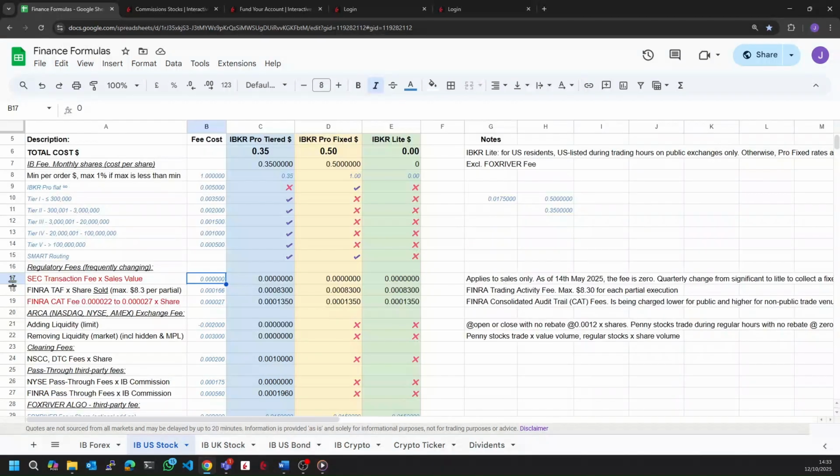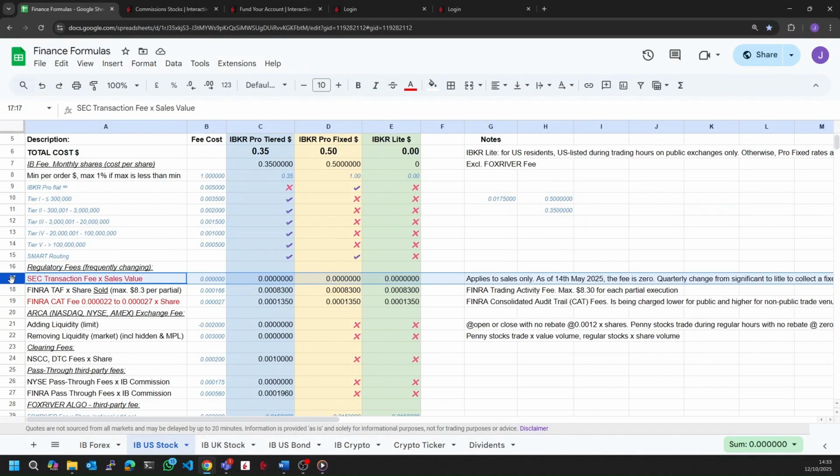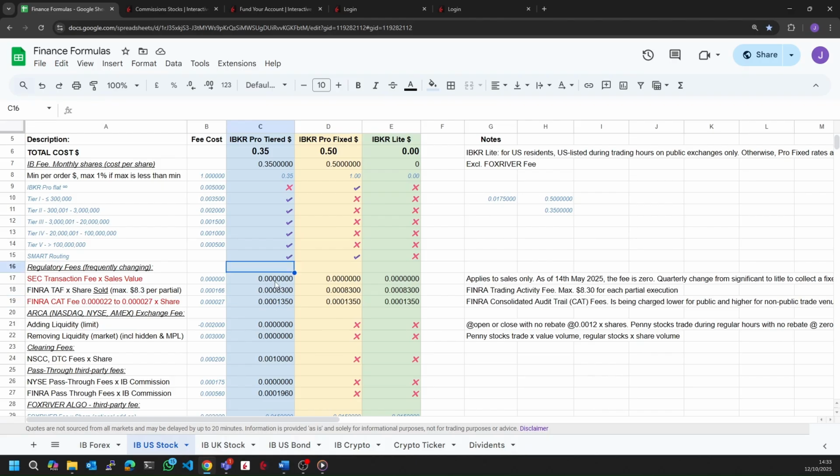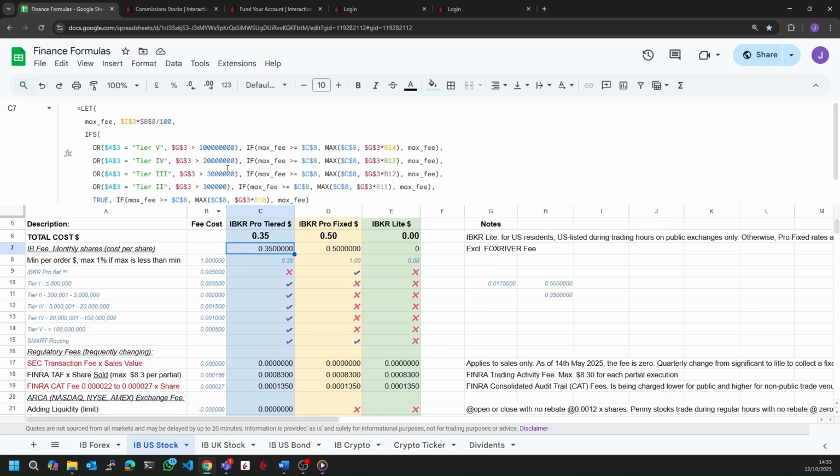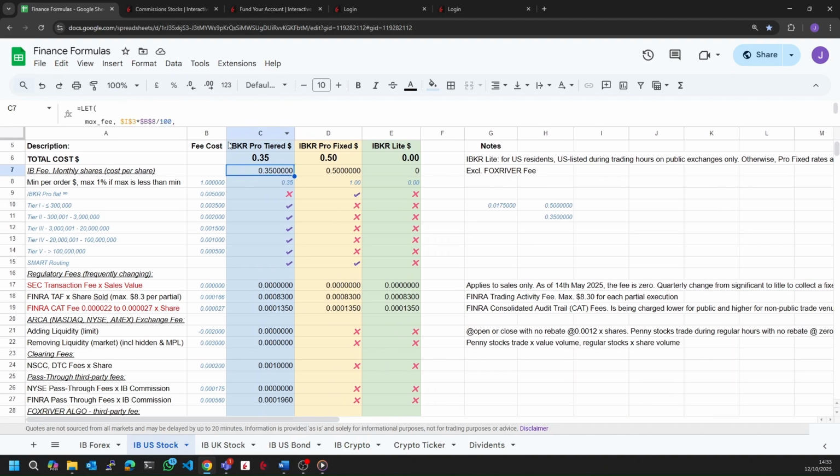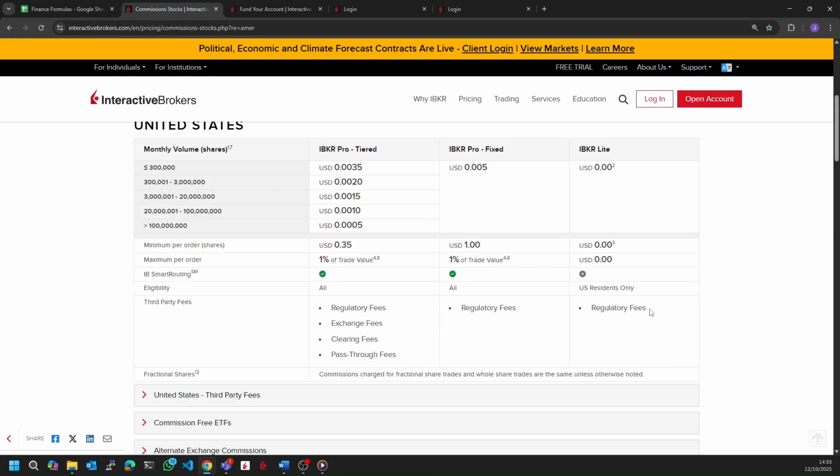The next three fees, regulatory fees, I split the formulas a little bit, otherwise it would be too big. For example, Interactive Brokers alone is already, I don't know how many lines of formula. And these three fees apply to all tiers. You can see it, to all three of them, even to Interactive Brokers Lite, which is 0, but these fees you still need to pay.